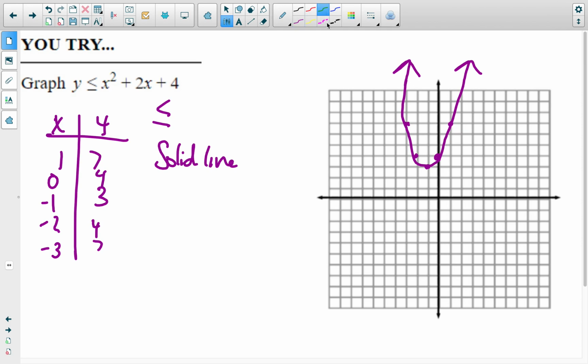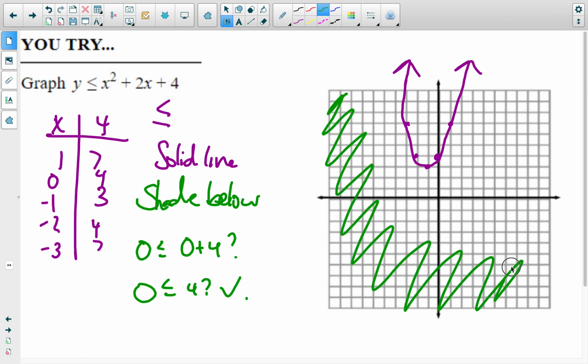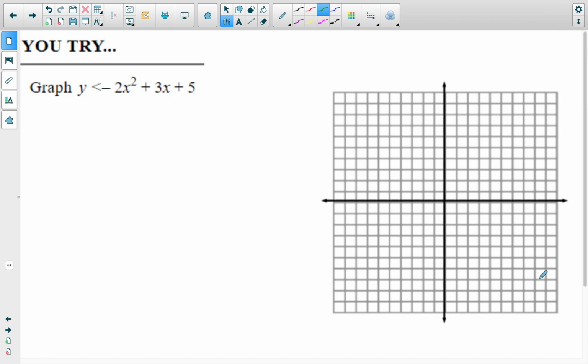Do we shade inside or outside? This less than or equal to tells us we want to shade below. If you struggle with that intuition, just plug in the origin. Let's see, is 0 less than or equal to 0 plus 4? Is 0 less than or equal to 4? Yes, so we want to shade all this out here, everything below that parabola. All right, try this one.